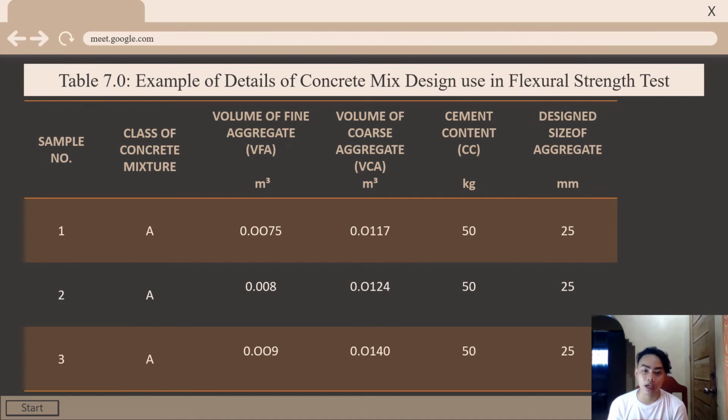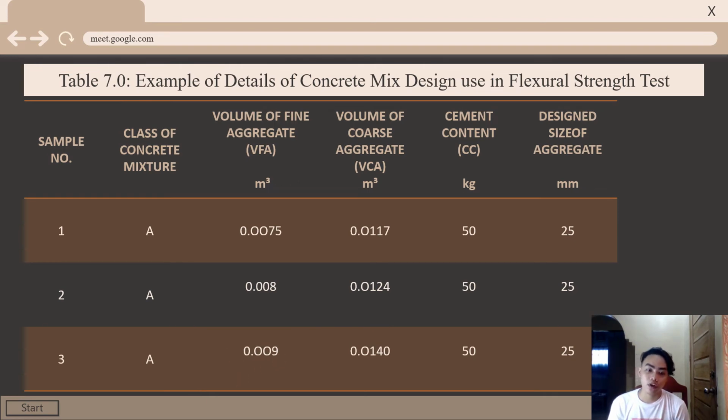For sample number 1, we have 50 as the cement content multiplied by 0.54 cubic meters all over 360. We will get 0.0075 cubic meters. For sample number 2, using the same formula, 50 times 0.54 cubic meters all over 360, we have 0.008 cubic meters. And for sample number 3, we will get 0.009 cubic meters.